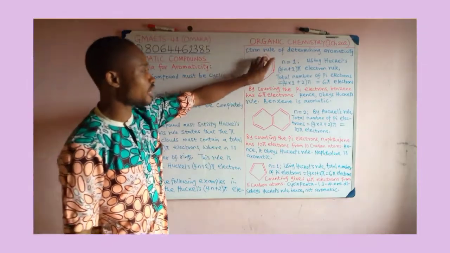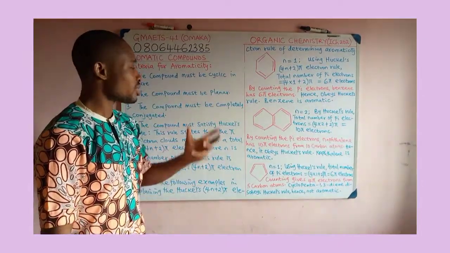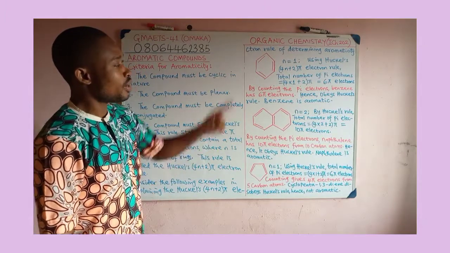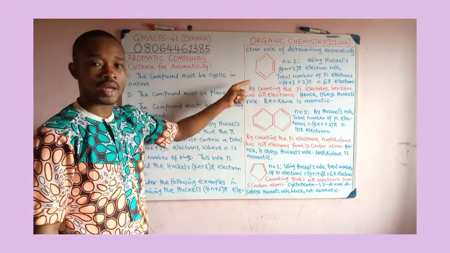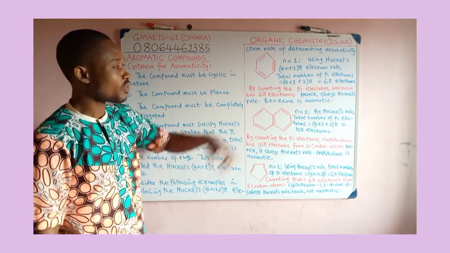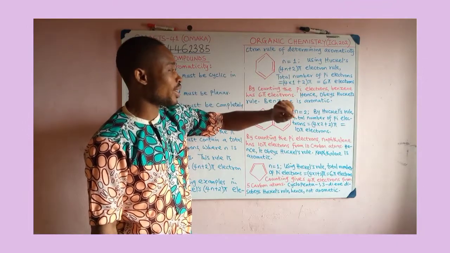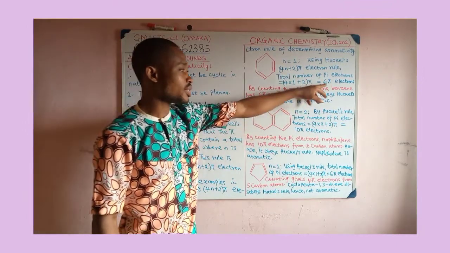Alright, now we have benzene here. Let's find out. It's cyclic already, okay? The compound is cyclic, it's planar. Now the number of rings, n, is 1, because n in Huckel's formula is the number of rings. So for benzene, it is 1. If you substitute it into the 4n plus 2 pi electron rule formula, you're going to get 6 pi electrons.